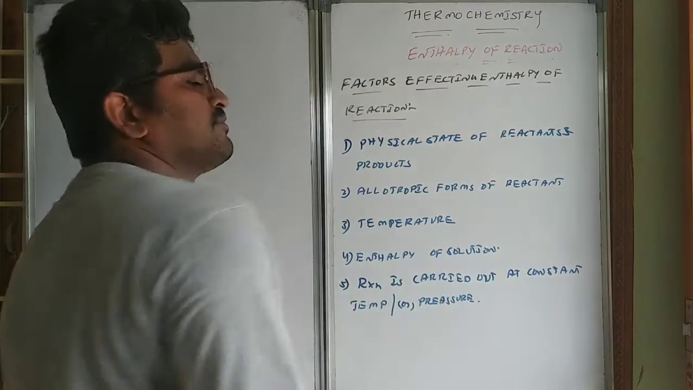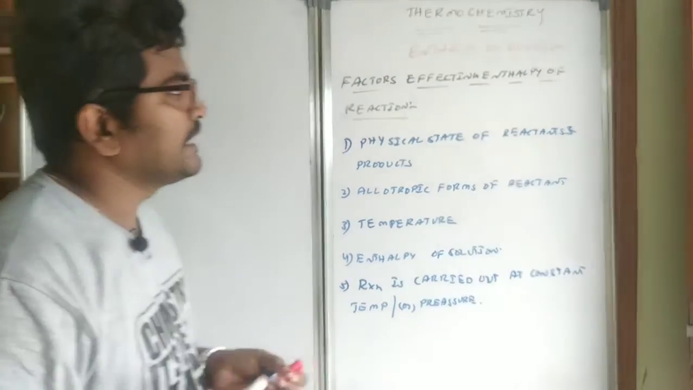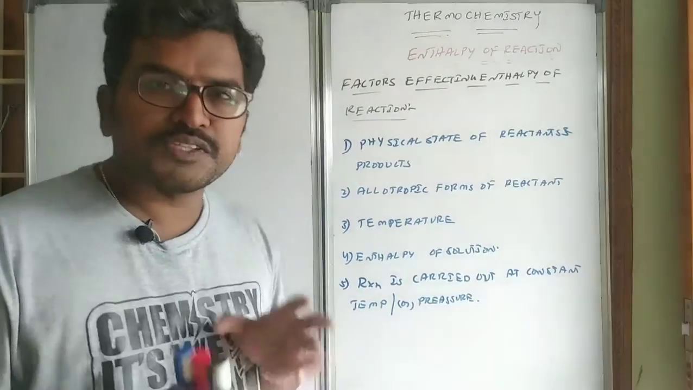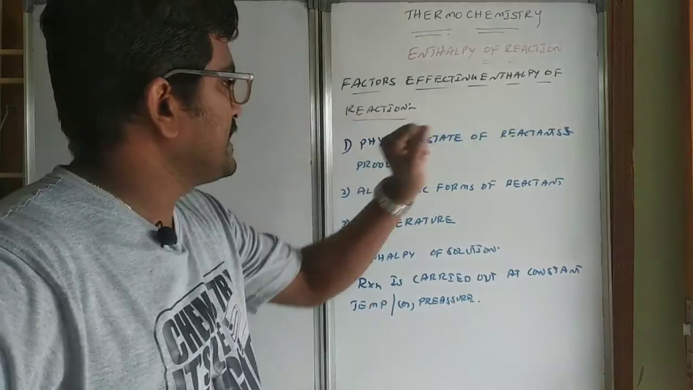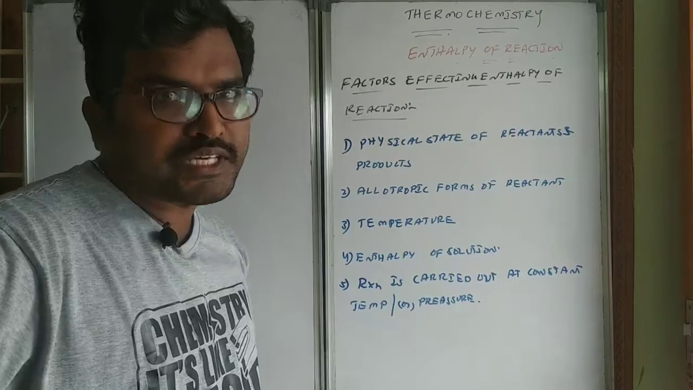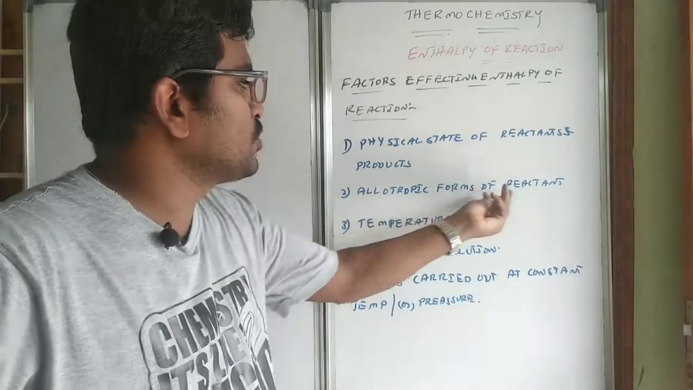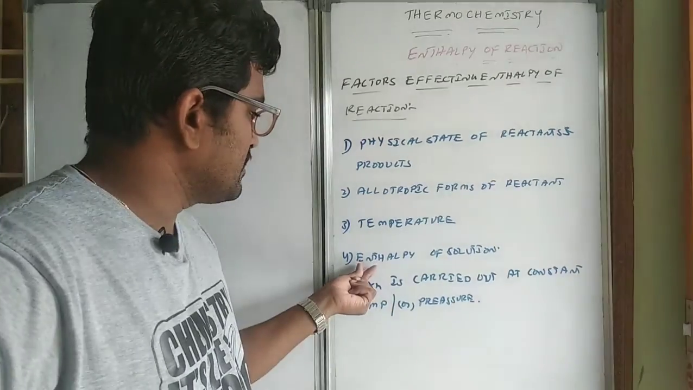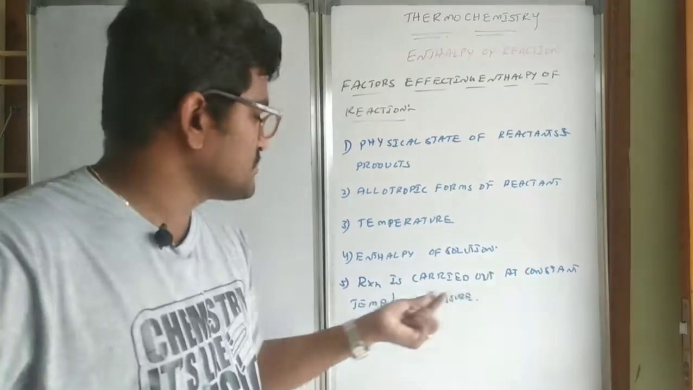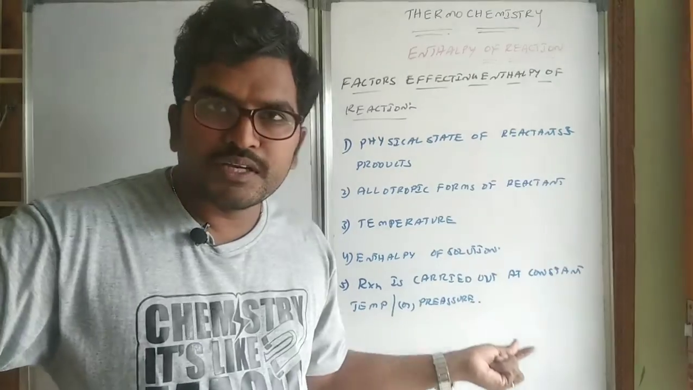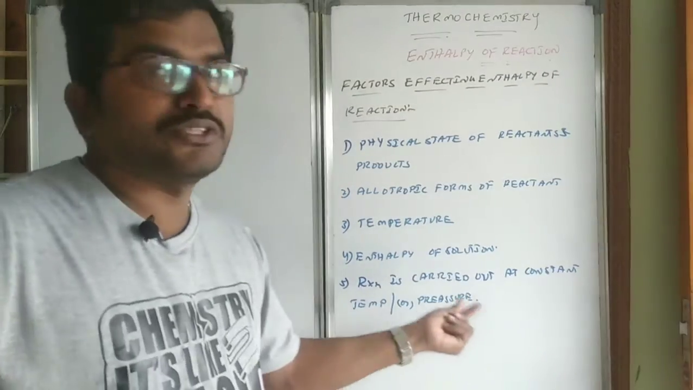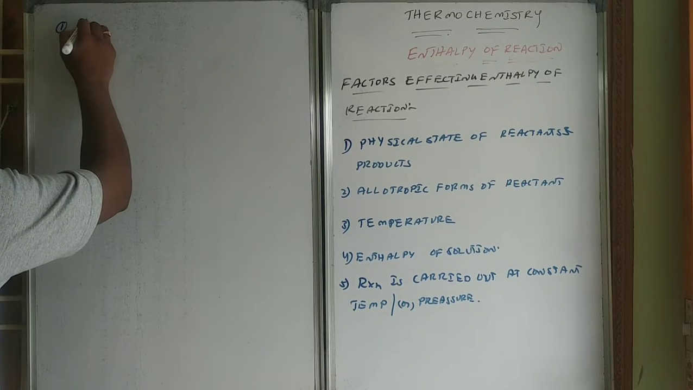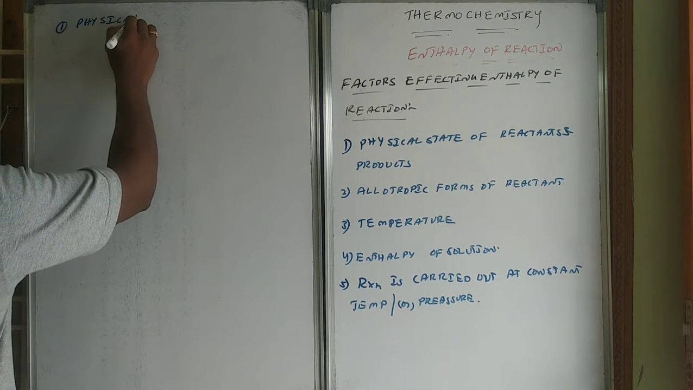These five are the factors that affect the enthalpy of reaction. So the five factors which affect the enthalpy of reaction are the physical state of reactants and products, allotropic forms of reactants, the temperature of the reaction, enthalpy of solution, and whether the reaction is carried out at constant temperature or constant pressure. Now let us see the first one, physical state. Simple.